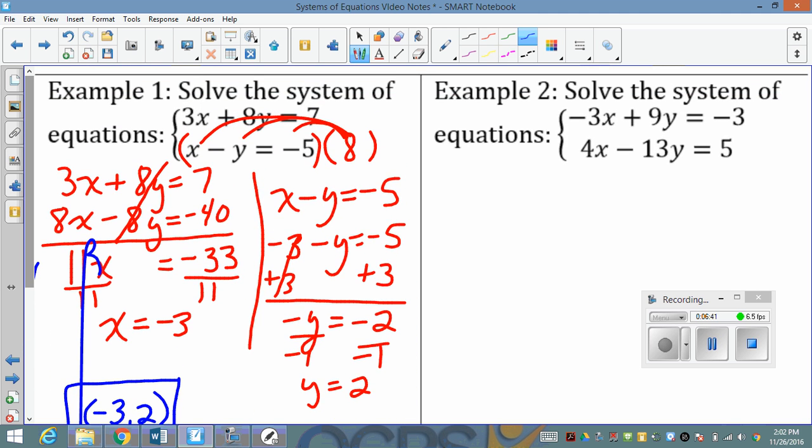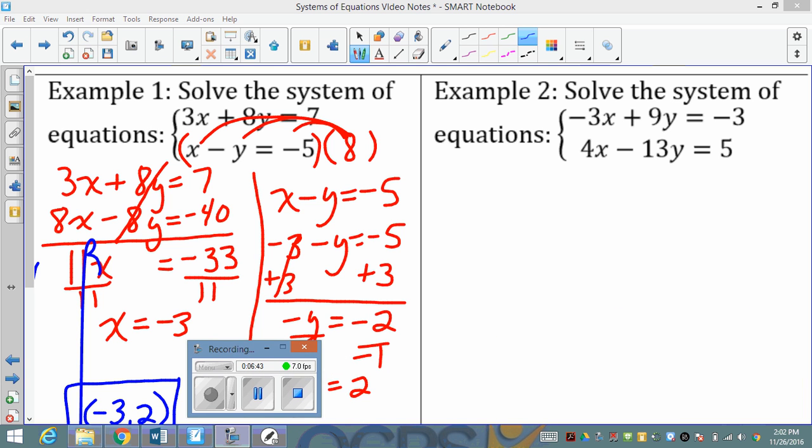Let's move on to example 2. I am solving the system of equations -3x plus 9y equals -3 and 4x minus 13y equals 5. Again, remember what we are looking for here is the value of x and y that makes both equations true.